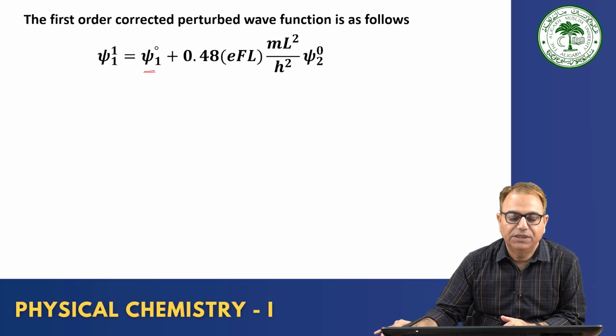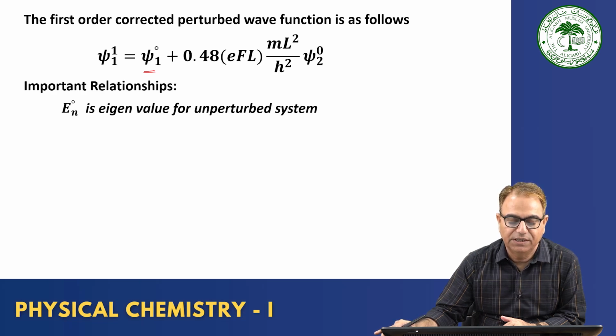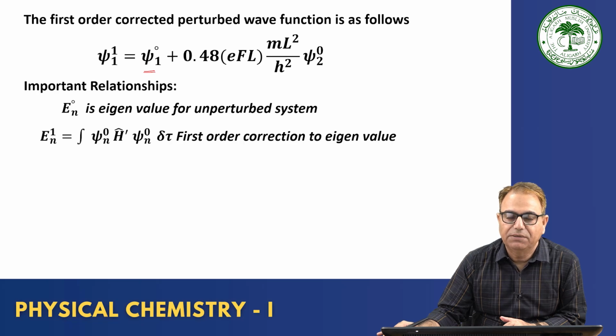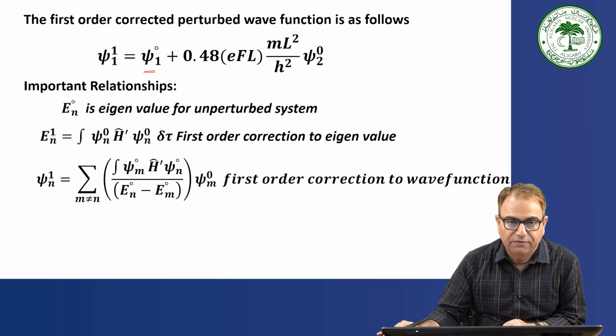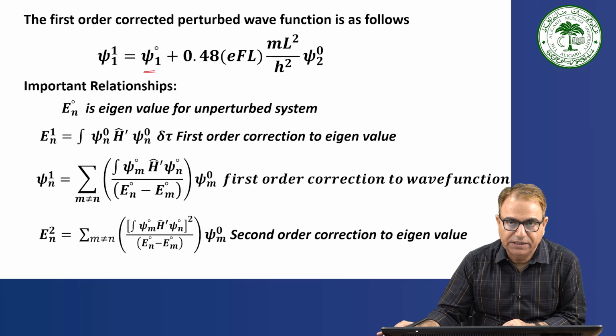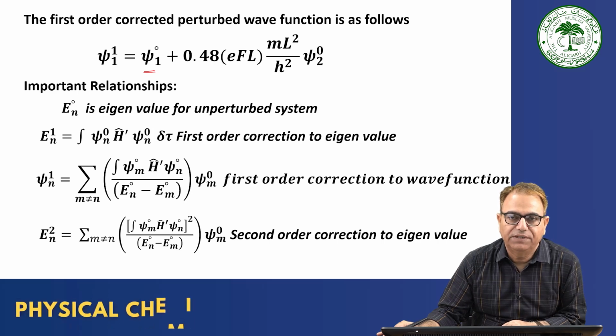The three relationships which are important for you to always remember are these. Since En naught is the eigenvalue of the unperturbed system, En1 we can calculate by using the wave functions of the unperturbed system, and the first order correction is given as the integral of psi n naught h prime psi n naught d tau. Then the first order correction to the wave functions we just calculated from this relationship. The second order correction to the energy also can be done by using the wave functions for the unperturbed system. So these three relationships are important, which you should always remember.